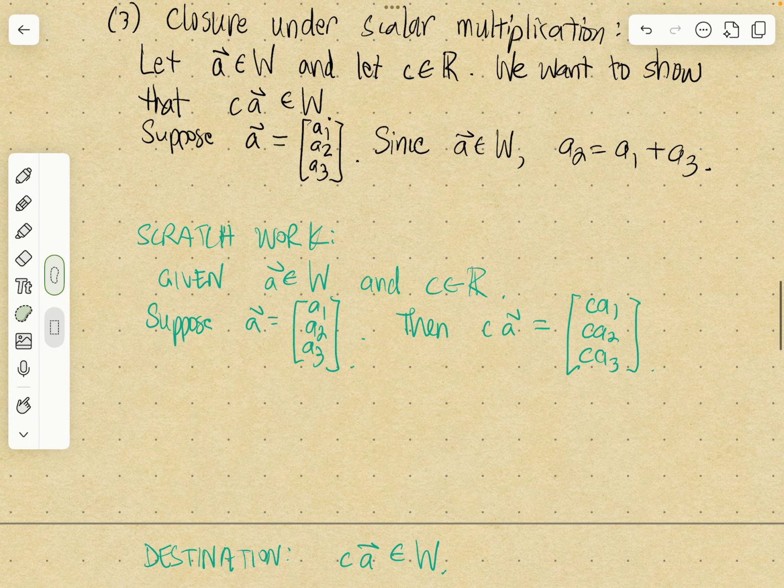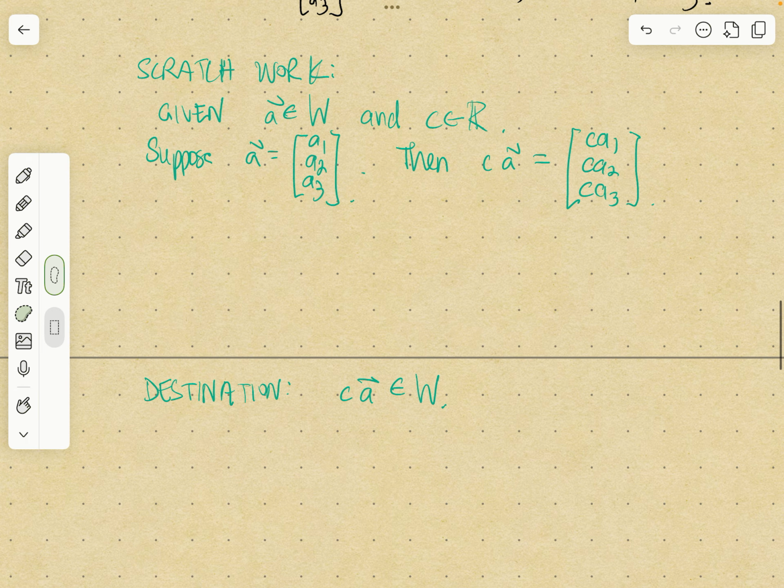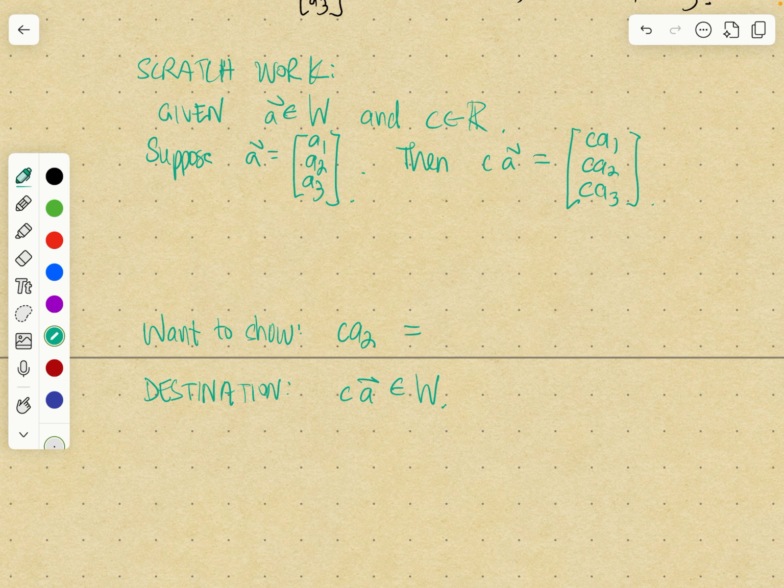So for CA, going back to that, what's the second component? It's CA2. So we want to show that CA2, the second component, is the sum of the first component, which is CA1, and the third component, which is CA3. So we want to show that C times A2 is C times A1 plus C times A3. And if we can do that, then that proves that CA is an element of W.